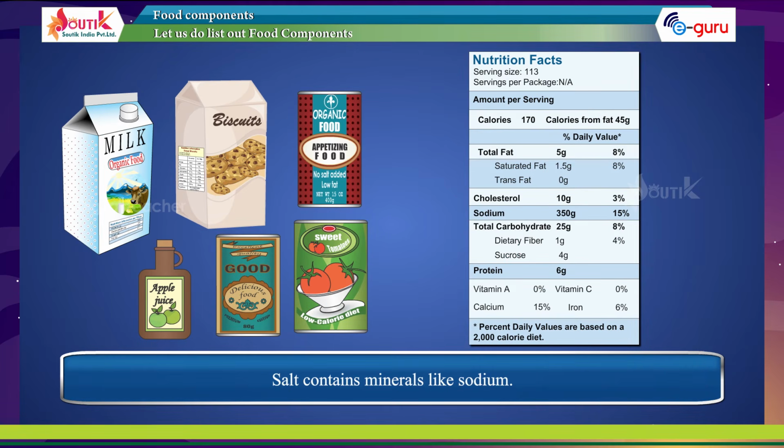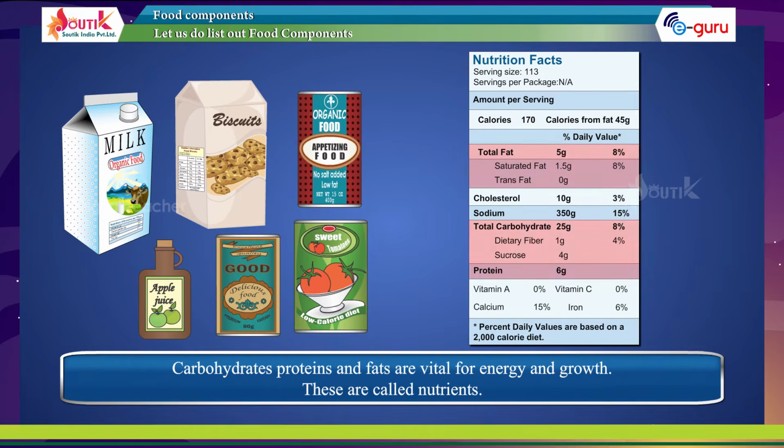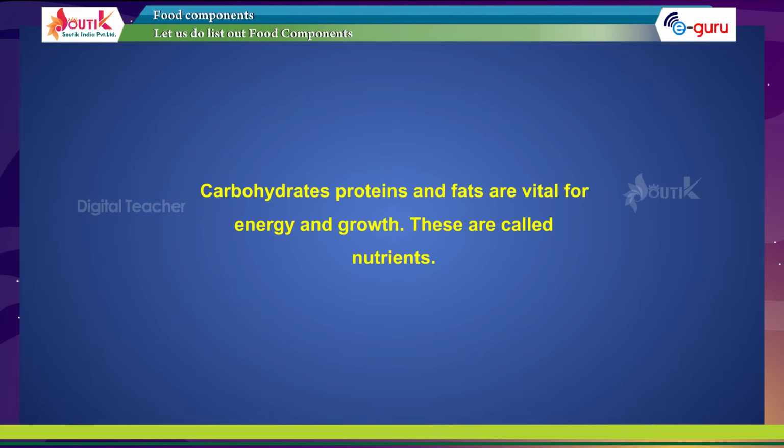Salt contains minerals like sodium. Sugar contains carbohydrates like sucrose. Carbohydrates, proteins and fats are vital for energy and growth. These are called nutrients.